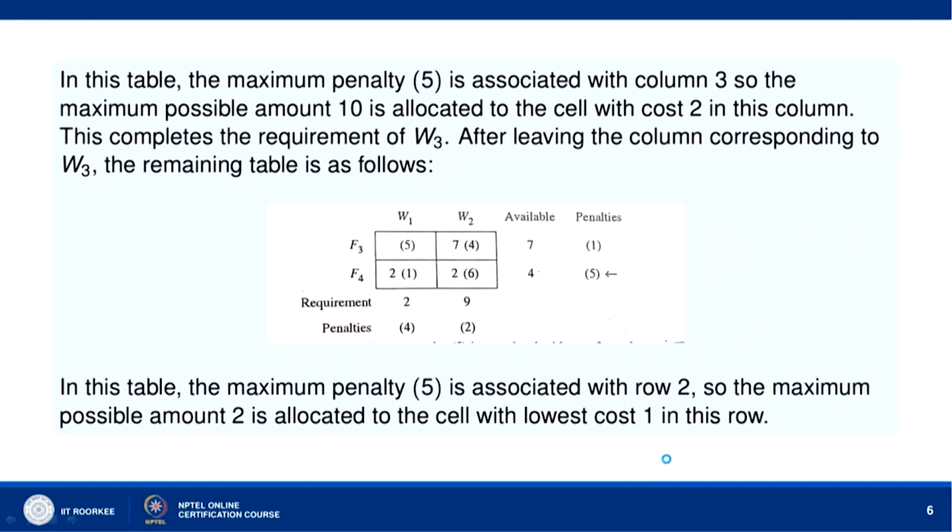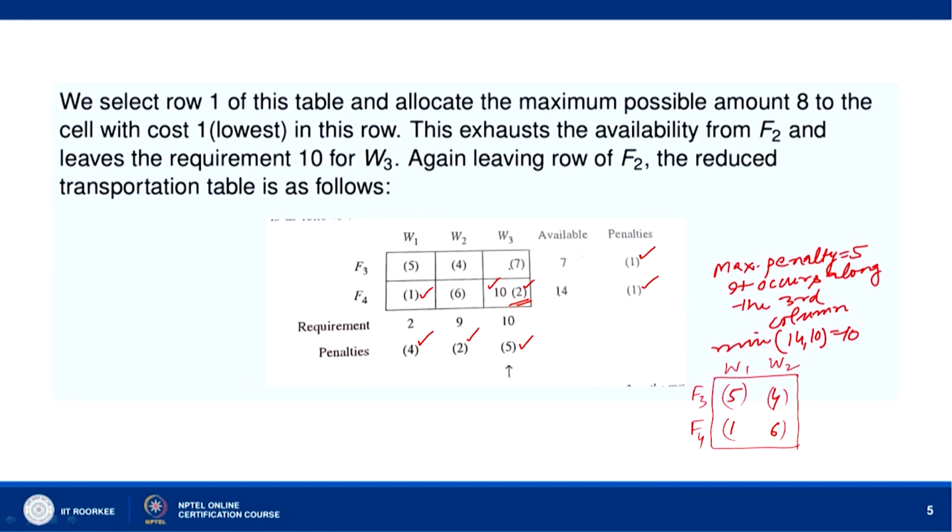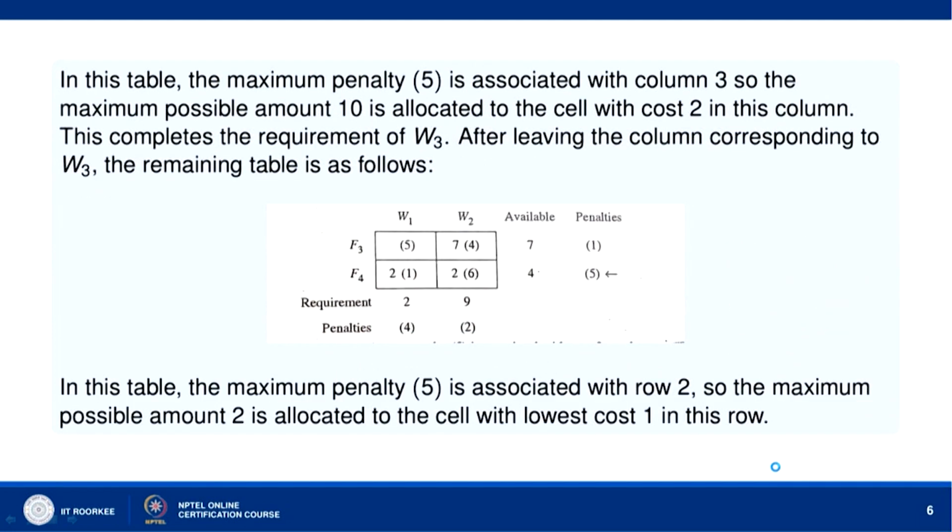Out of 14, 10 have been given. So, this is now reduced to 4. F4 has now 4 units available, and F3 has 7. And here this is 2, this is W2 29. So, we have this transportation table. So, let us go to this one.